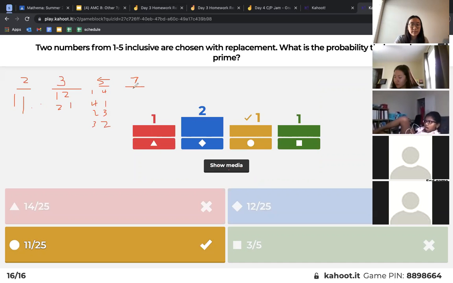And then the ways to get 7 are going to be 3 and 4, then the reverse of that, which I'm not going to write out, and then 2 and 5, and then the reverse of that, which is 5 and 2. Okay, fine, I'll write it. And so then if you count all of these possibilities, there's 11 possibilities. And the total number of possibilities is 5 times 5, 25. So 11 over 25 is the answer here.